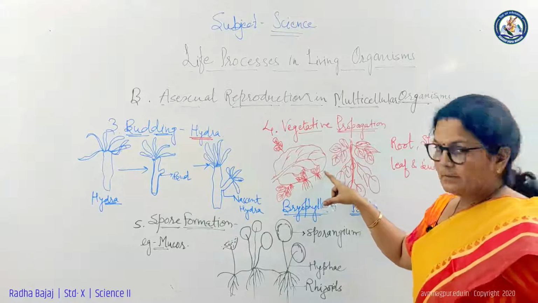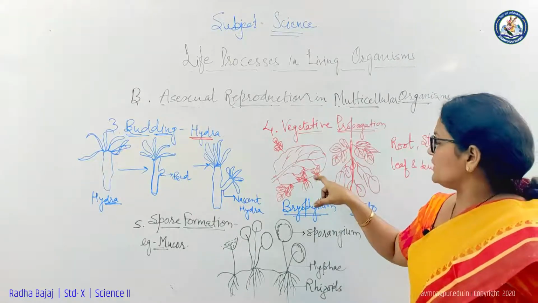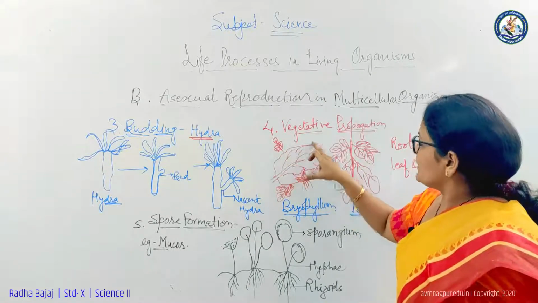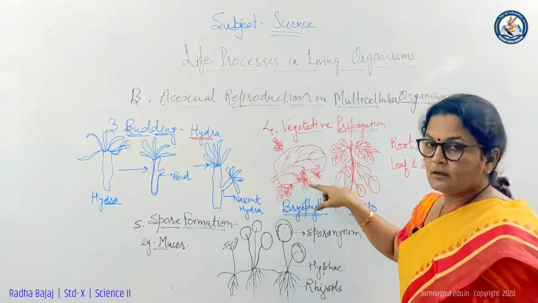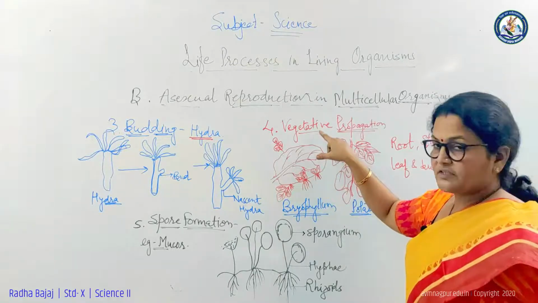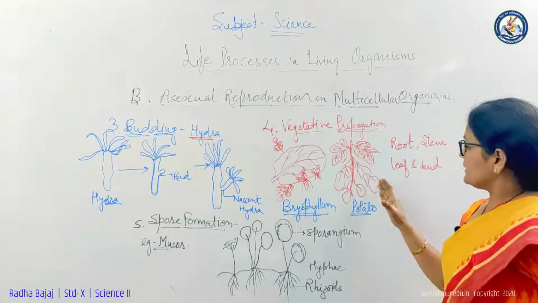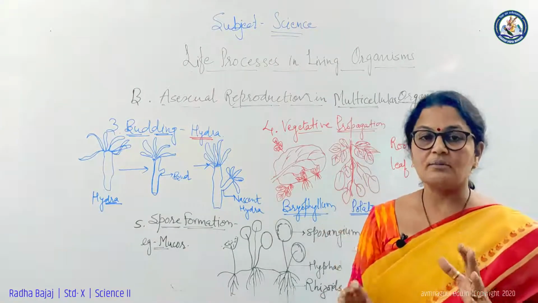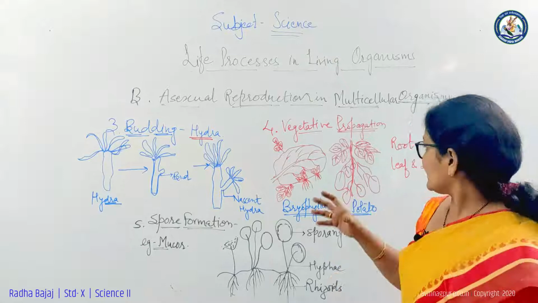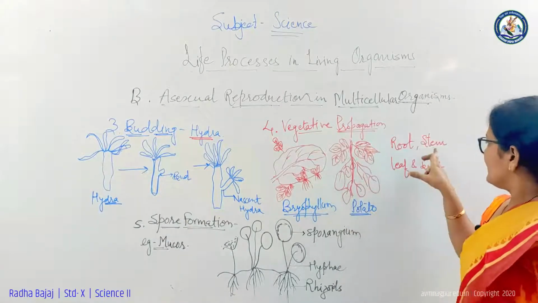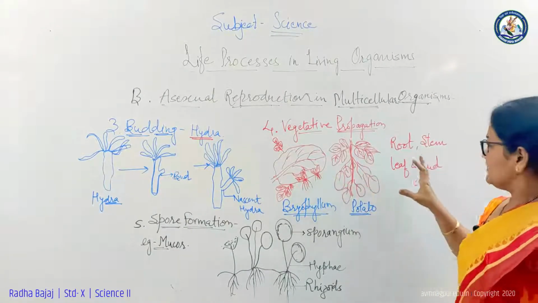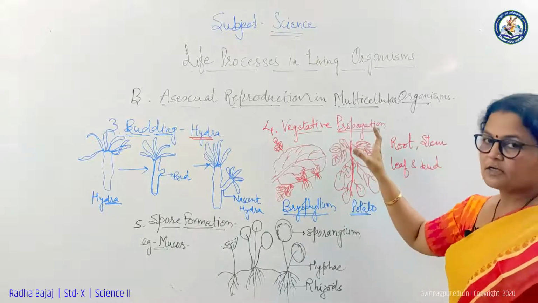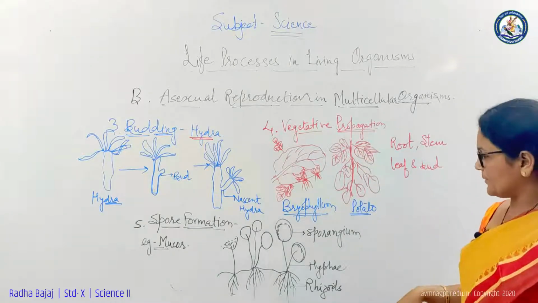Example, Bryophyllum leaf. This is a leaf of Bryophyllum. Here from the margin new plants are coming. This type of reproduction is called vegetative reproduction. Next example, potato. You see buds on the potato. From that potato we get new potatoes. So buds and leaves are the vegetative parts which help in reproduction, called vegetative propagation.